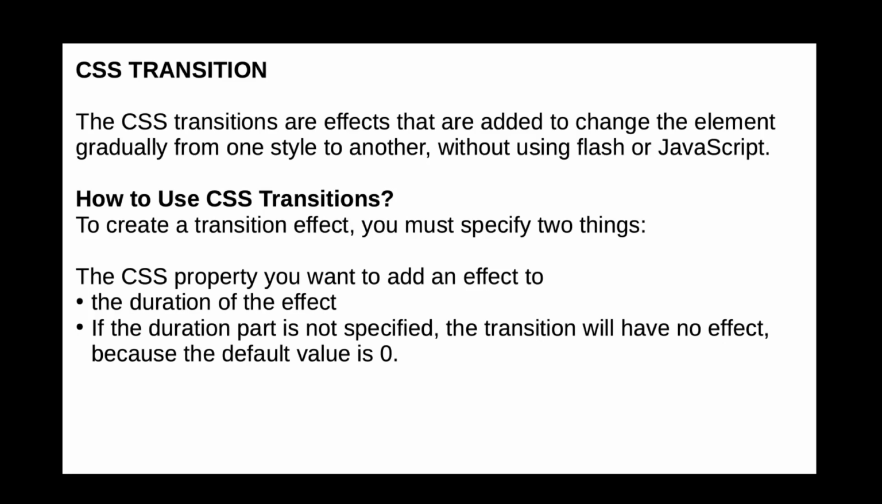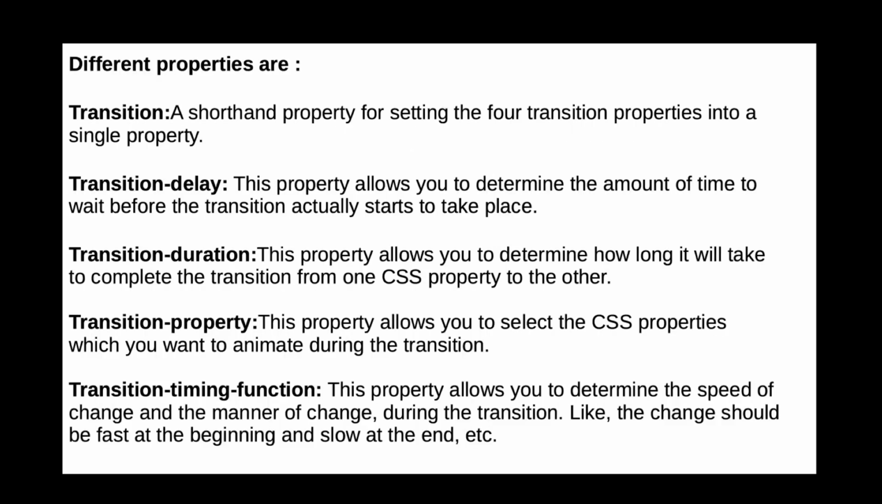How to use CSS transitions? To create a transition effect, you must specify two things: the CSS property you want to add an effect to, and the duration of the effect. If the duration is not specified, the transition will have no effect because the default value is 0.